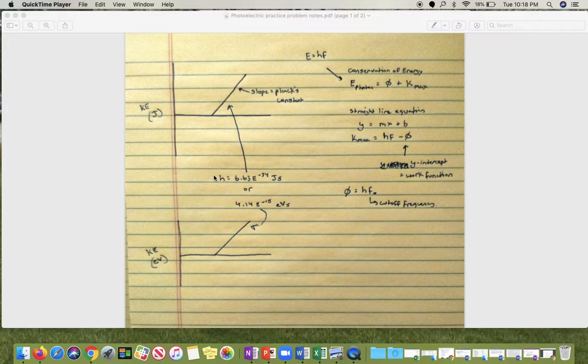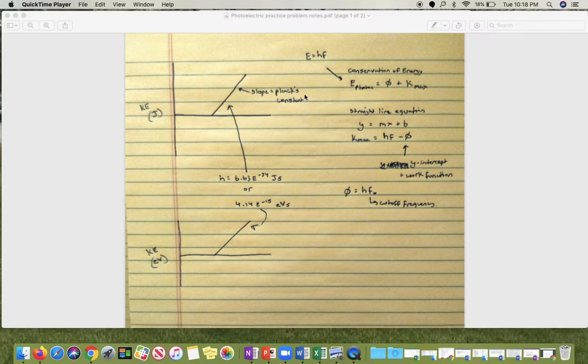Okay, so we're focusing on the photoelectric effect, and I've got two different diagrams here, and they're both exactly the same, but notice this one has the kinetic energy of the photoelectrons in joules. This one has the kinetic energy of the photoelectrons in electron volts. Okay, so two different units, both energy units.